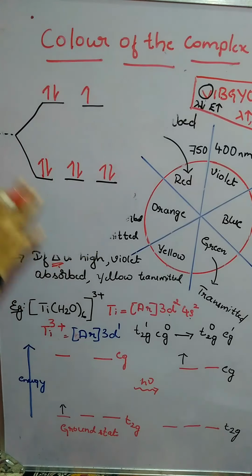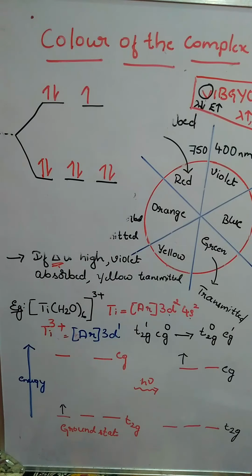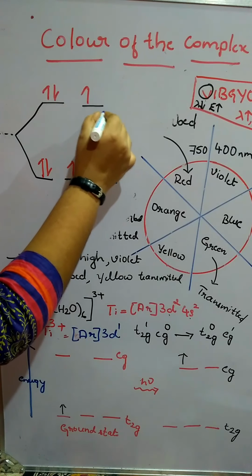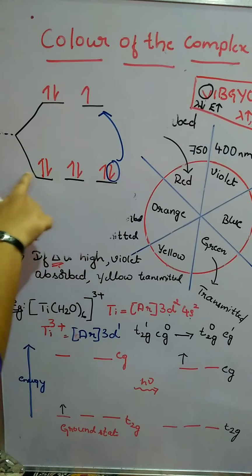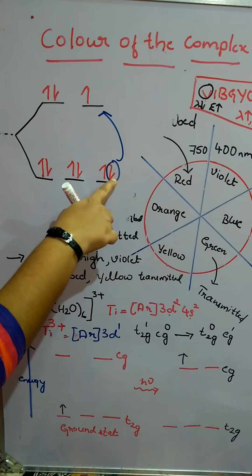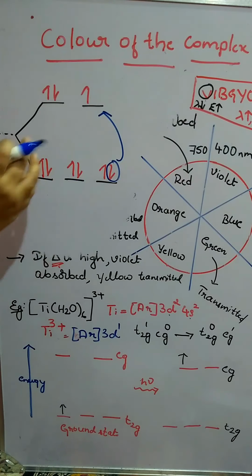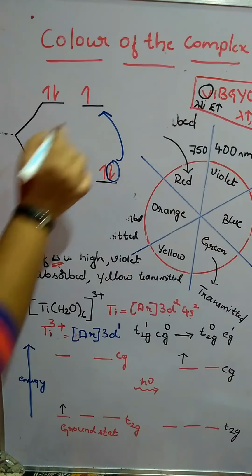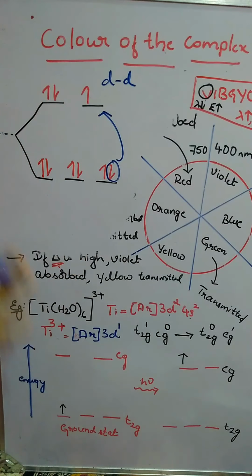If this is the electronic configuration, one electron from the ground level has a possibility to move to the higher energy orbital. Any one electron from the ground state can shift if it absorbs some amount of energy. This substance is going to absorb some energy and shift to the higher energy level. So d-d transition is possible. At that time, this substance is colored in nature. It will show some color.